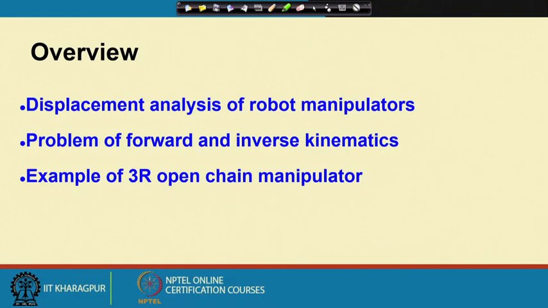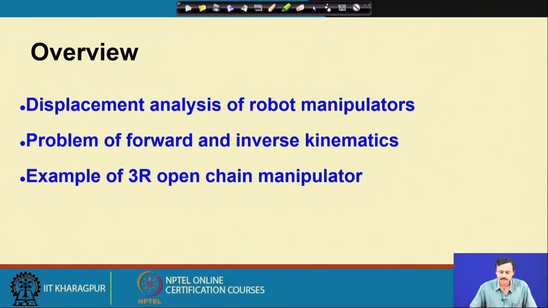We will continue our discussions on the displacement analysis of robots. So, we have looked at 2 degree of freedom manipulators. Today, we are going to look at a 3 degree of freedom robot manipulator, an open chain manipulator. So, this is the overview of today's lecture.